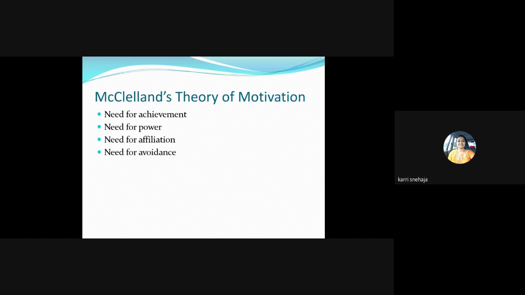Need for achievement refers to the drive to excel, to achieve in relation to the set standards and how you want to succeed. That is, how you perform best in the organization. Then need for power is basically the desire to make others behave in a manner that they would not otherwise have behaved in.